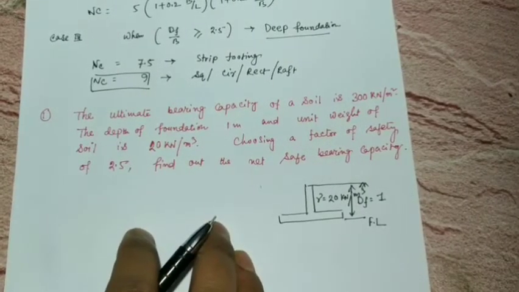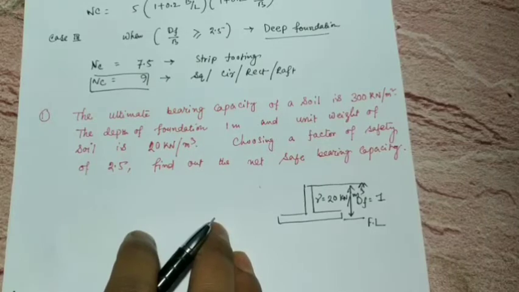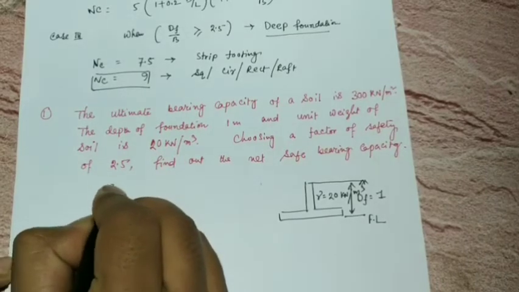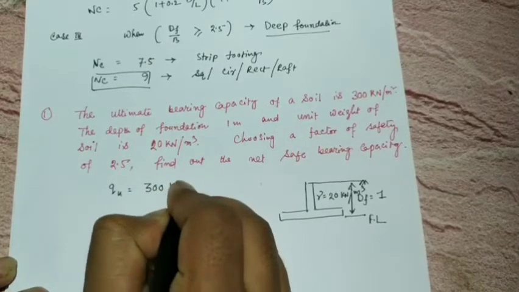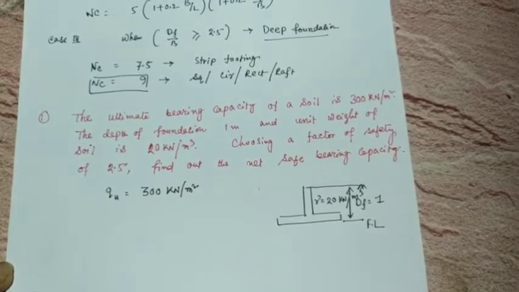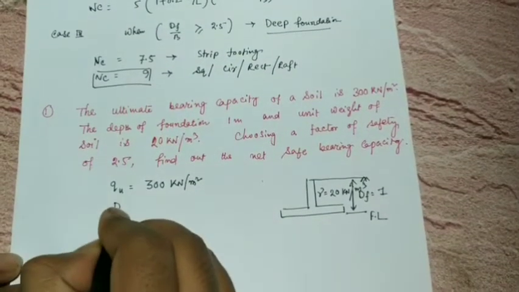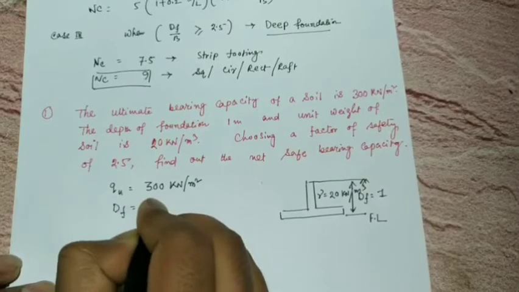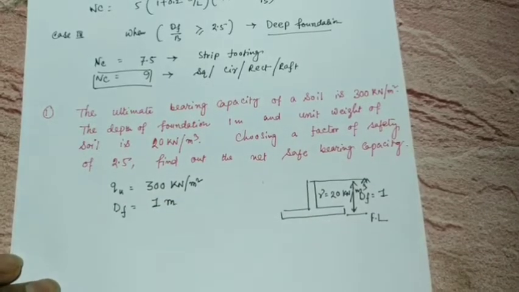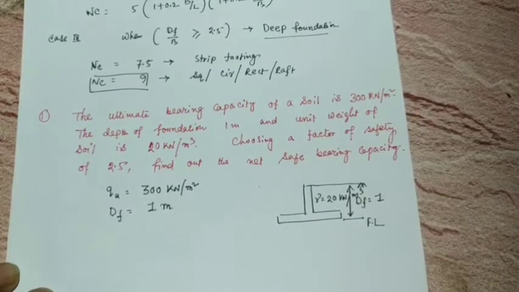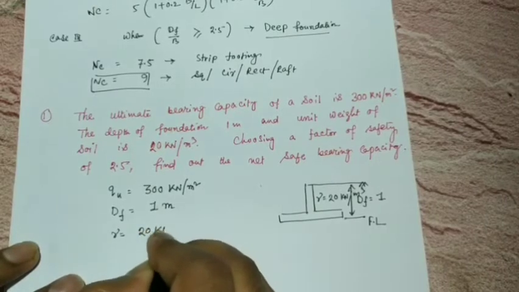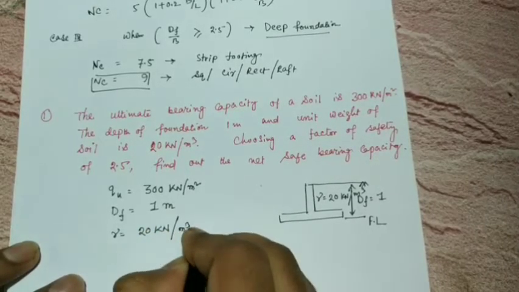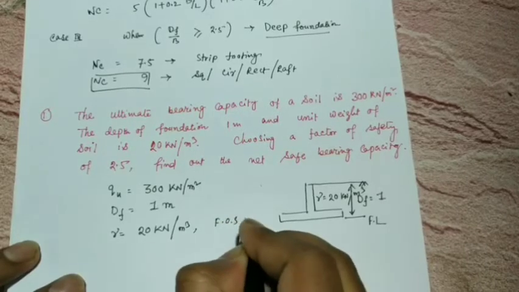Now, because ultimate bearing capacity is given, we can write Qu is equal to 300 kilonewton per meter square. Depth of foundation also given, Df is equal to 1 meter. Unit weight of soil also given, gamma is equal to 20 kilonewton per meter cube, and factor of safety 2.5.